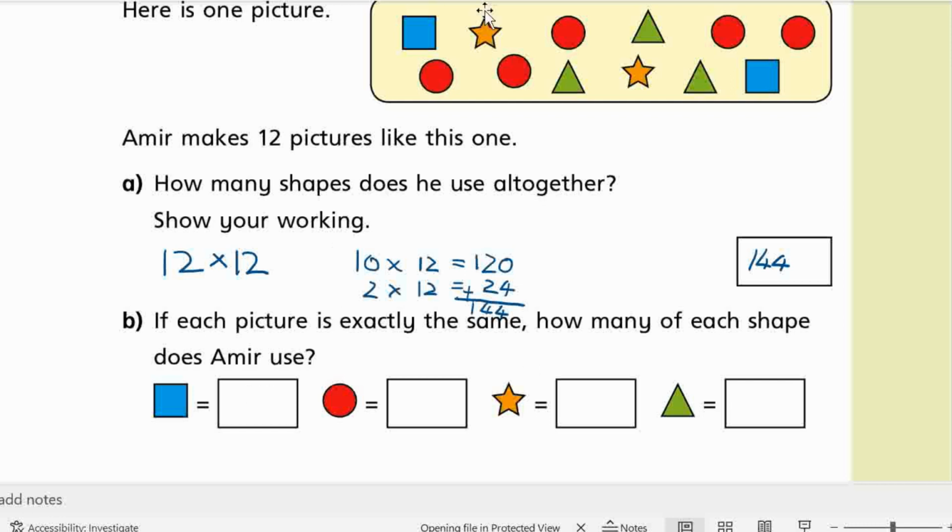Now, if each picture is exactly the same, how many of each shape does Emil use? So if you look here in the box, there's 2 squares. So in other words, that's 2 times 12. Good. And there's 5 circles, so that's 5 times 12, which is 60. There are 2 stars, which are the same as this one. And then there are 3 triangles, which makes 36.